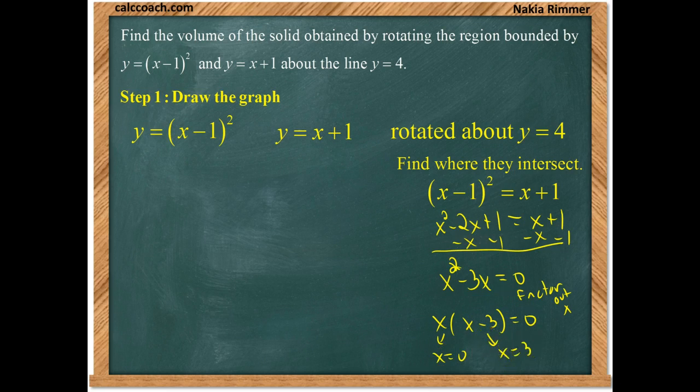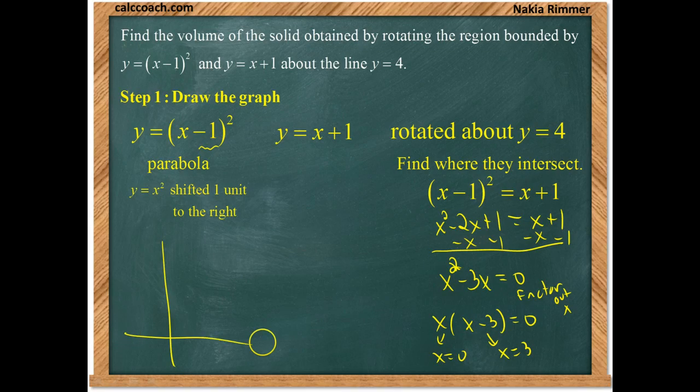Great. The first function we know is a parabola, but we can even say more about it. It's a parabola that's obtained from shifting the standard y equals x squared parabola. It's been shifted 1 unit to the right. This minus 1 inside with the x gives you that. So we can draw that: y equals x squared shifted 1 unit to the right.